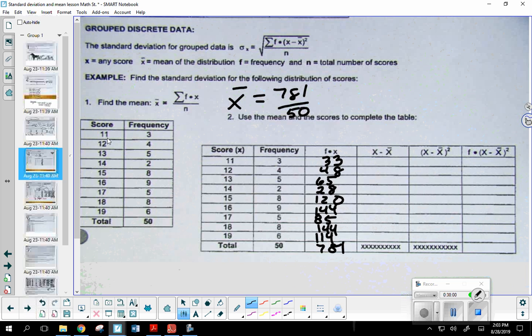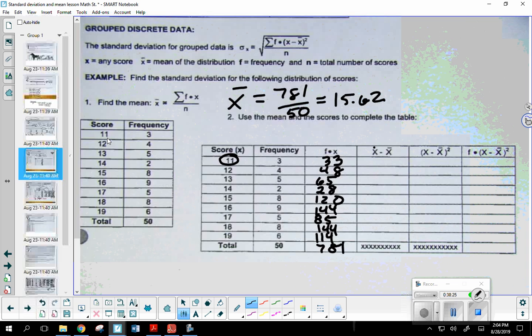Okay. So somebody help me out. What are we getting when I find that? I'm getting 15.62. Emmy's absolutely right. 15.62. Okay, so now you have everything you need to go ahead and complete the table. Okay, for this next column right here, you're going to take X, the original element, and you're going to subtract the mean that you just found.